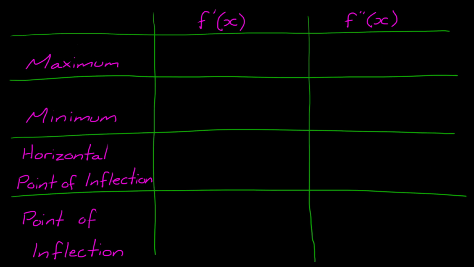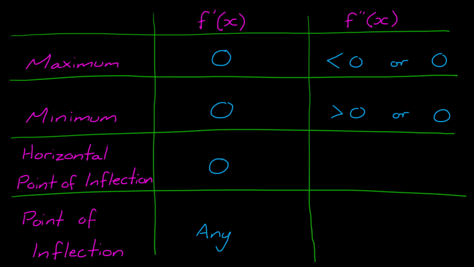So let's summarize what we know about the first and second derivatives at different points on our function. For a maximum, a minimum, or a horizontal point of inflection, the first derivative in any of those cases is 0, as they are all stationary points. Our point of inflection, though, can have any value for the first derivative. Our second derivative, though, for a maximum must be either less than 0 or 0 itself. For a minimum, the second derivative would either have to be greater than 0 or 0.